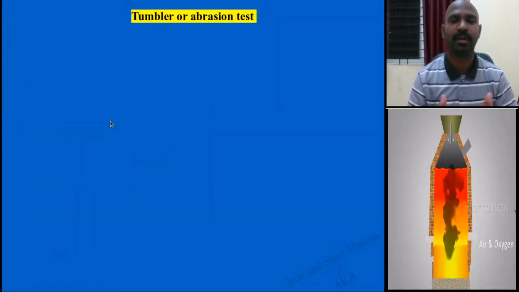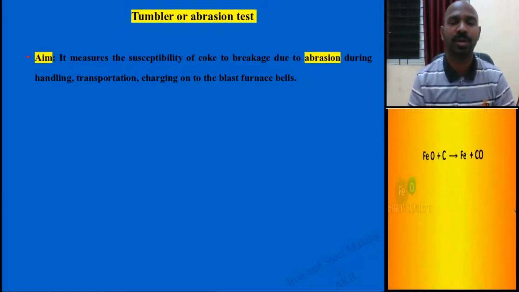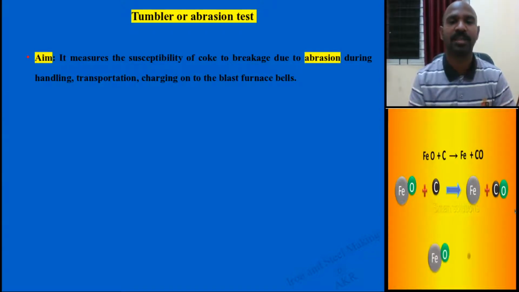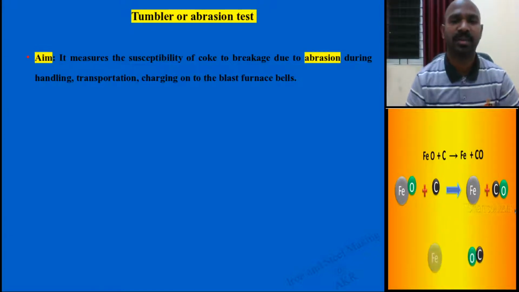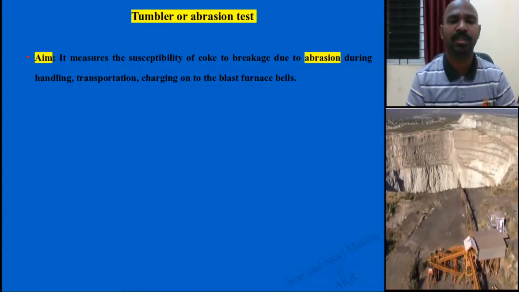Now coming to the tumbler index, tumbler test or abrasion test. The aim of this test is to determine or measure the susceptibility of coke to break down due to the abrasion load while handling, moving from yard to yard, while charging, and during transportation into the blast furnace bells, the lower bell and upper bell in the top bell charging system. All those things are matters of interest.